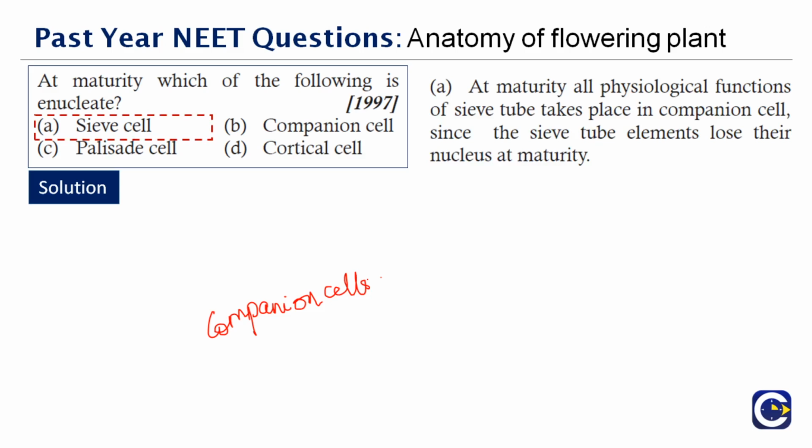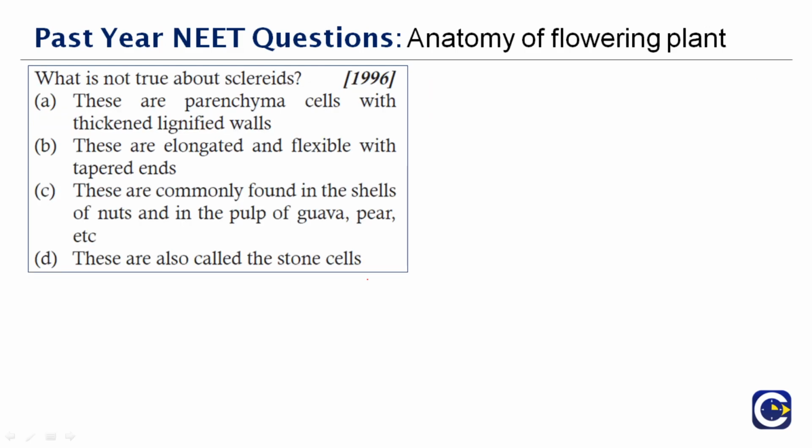Next question here. What is not true about sclereids? You have 4 options here. This question was asked in the year 1996. So what do you think will be the answer here? What do you mean by sclereids first? Sclereids are small bundles of sclerenchyma tissue in plants that form a durable layer. They form a durable layer.